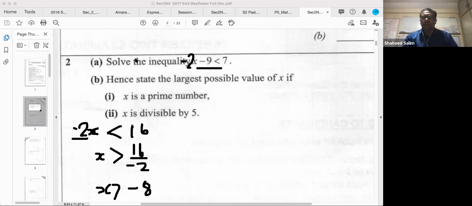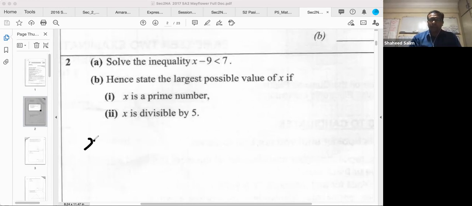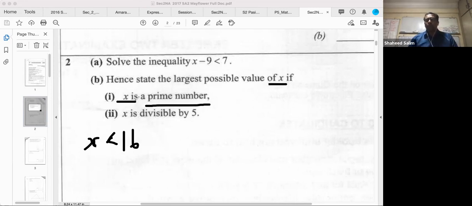Okay, you remember that? So hence, we go back to the original one just now. Original one down here, x is smaller than 16, right? Now they ask you, state the largest possible value for x if x is a prime number. Remember prime number: 2, 3, 5, 7, numbers that can divide by 1 and itself only. If x is less than 16, what's the biggest prime number that is smaller than 16? That's what they're asking.